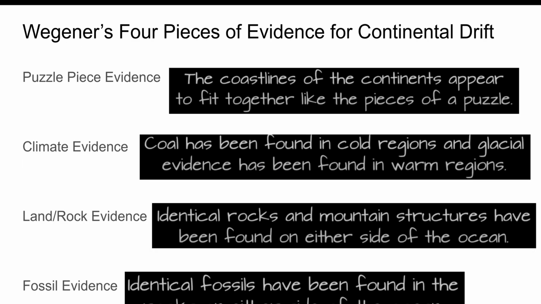So, what was he thinking in terms of his evidence? Well, puzzle piece evidence, climate evidence, land and rock evidence, and fossil evidence. The idea that these things don't make sense unless the landscape around the world was actually in motion.